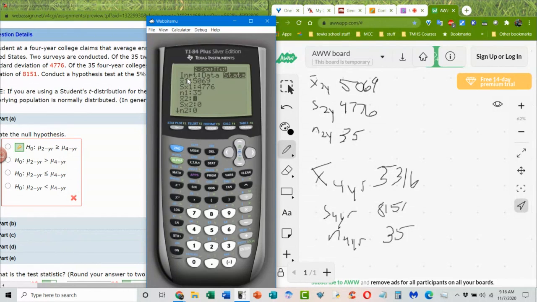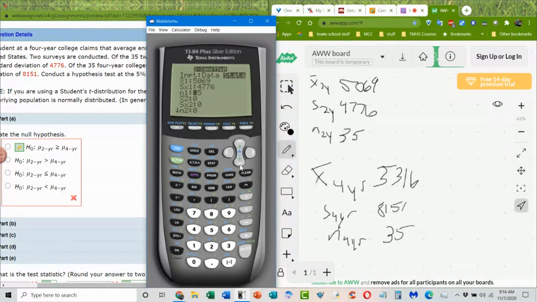Yes. Professor, where in the calculator do you get the 2 sample t-test part? Because I wasn't here last week. I didn't watch it yet. Okay. So in the stat test, you have your z-tests and t-tests. So we're doing number 4, the 2 sample t-test. Beautiful. Thank you. Okay. And so put in our data.